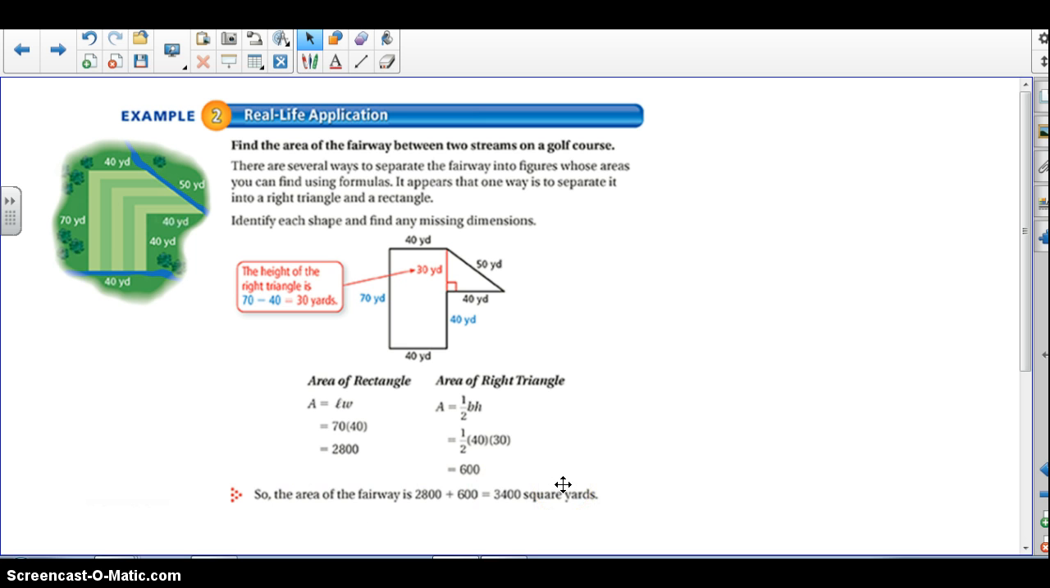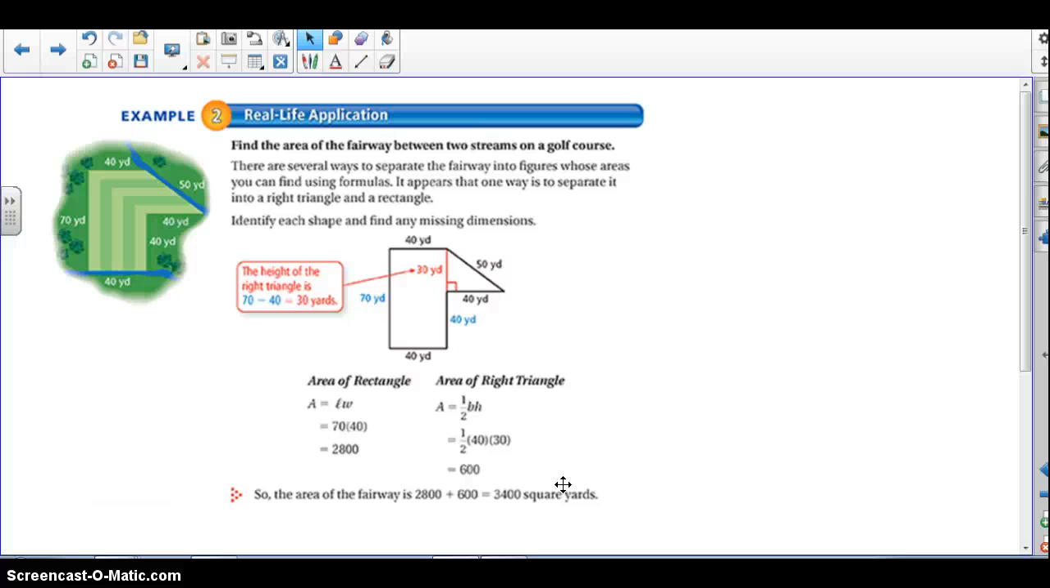A couple things. Whenever you have composite figures, you're going to have different shapes, so you have to add those together. Also, you're going to have different formulas, so you need to split it up step by step. All right? You need to split it up so I can see your formula and insert your variables.